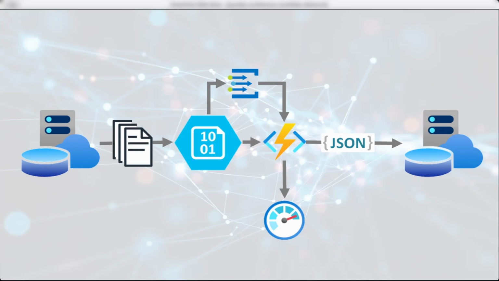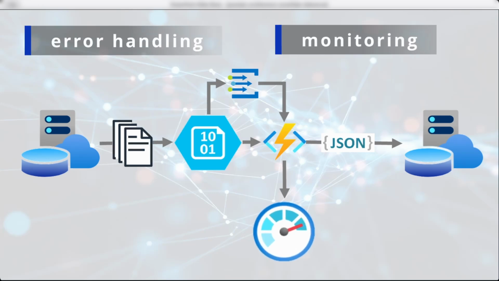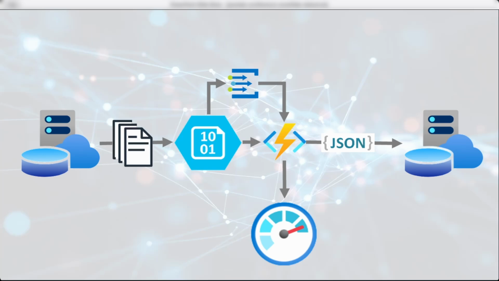No integration pipeline is complete without robust error handling and monitoring. After all, things don't always go as planned. Some records might fail due to validation errors, network issues, or other problems. Let's break down how we handle errors and monitor the pipeline to ensure everything runs smoothly.